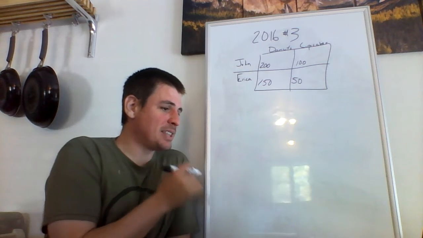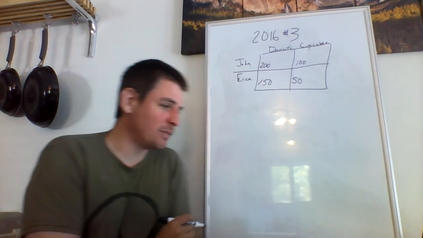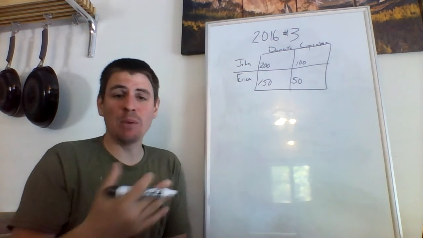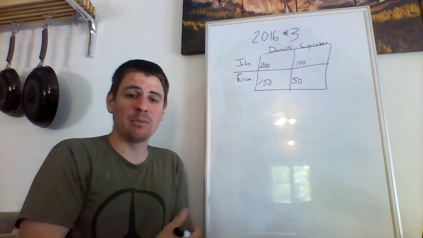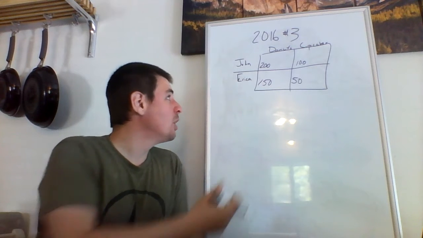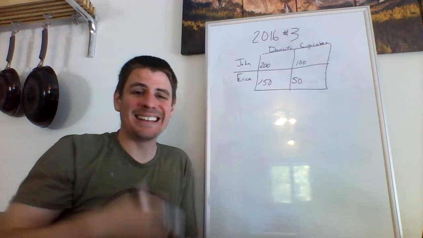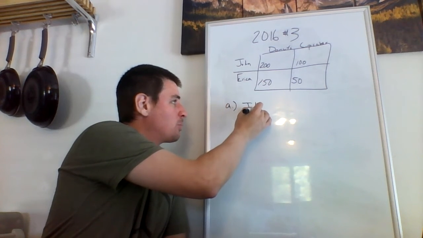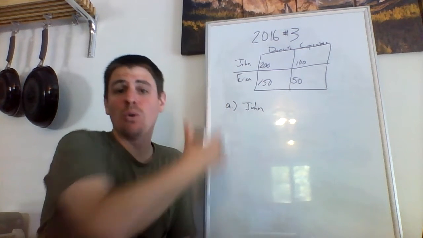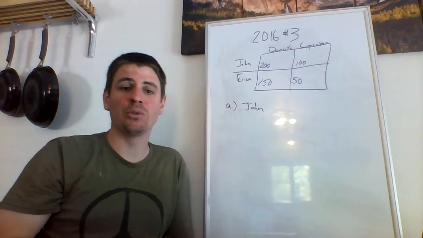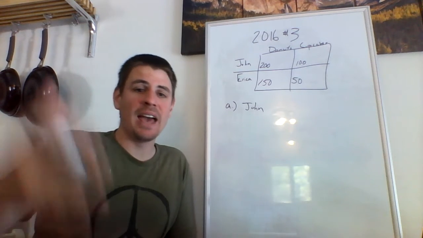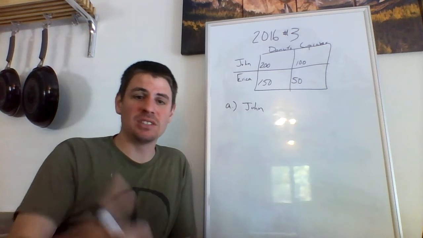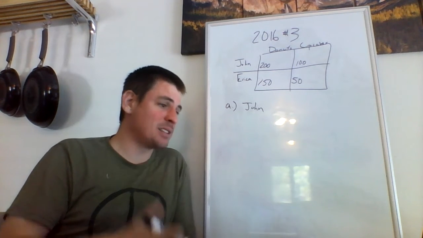So A, who has the absolute advantage in the production of donuts? Well, if it's an output problem, you're just looking at who is able to produce more in the same amount of time with the same inputs. So John has an output advantage. My explanation should be he can produce 200, whereas Erica can only produce 150 given the one day. And I would probably give some figures in there like I just did verbally. So that's A, simple point.